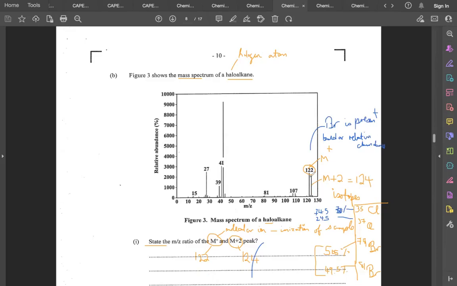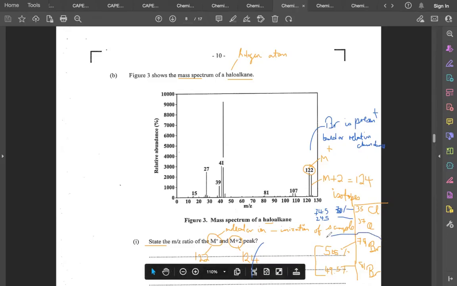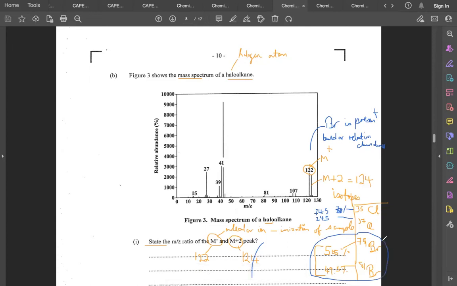So when we look at these two, the M plus and the M plus 2, right away we can say, boom, that's not going to be chlorine because they're too close to each other. What's close to each other in terms of relative abundance when we speak about isotopes? Bromine. So we're able to zero in on bromine and say, okay, I know right off the bat that my halo atom that's present is going to be a bromine. Are we good up to that point, guys? Let me know.